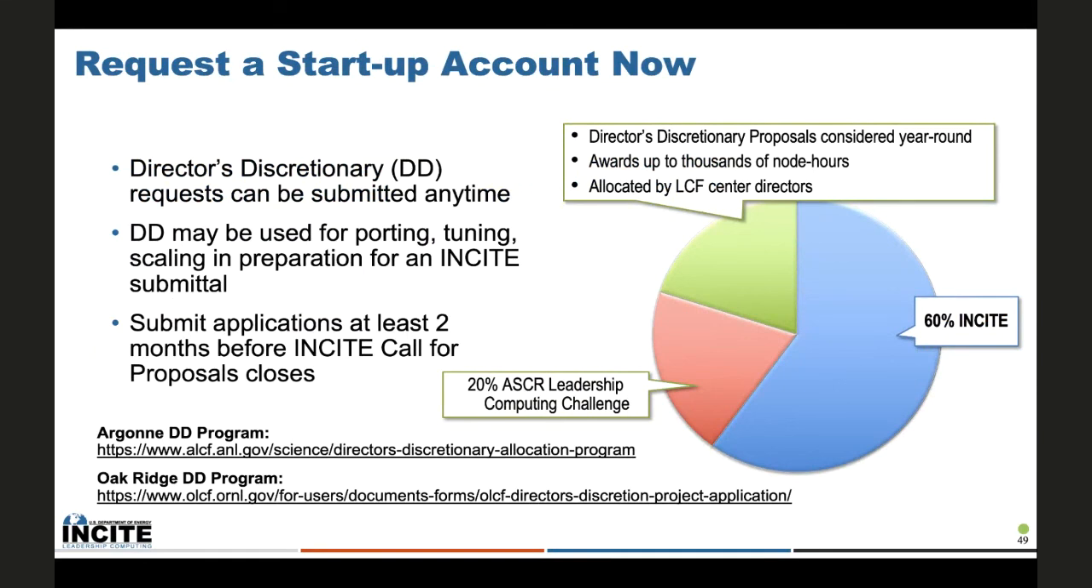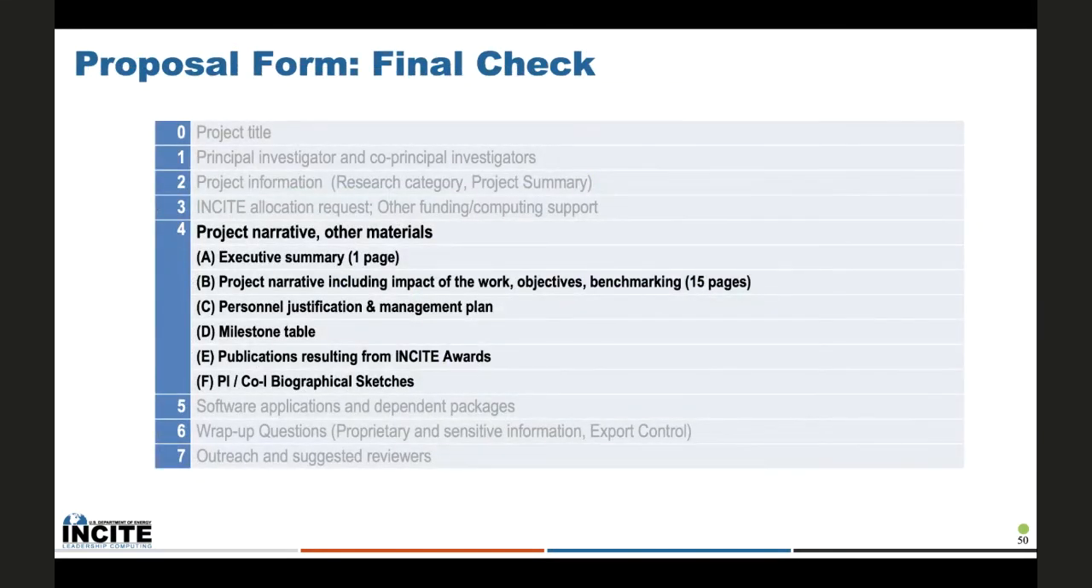Okay, so this covers the DD. The next slide is just a check of the narrative, to see if you have all the components needed for the INCITE submission. You have to have the executive summary, 1 page, and the project narrative, including impact of the work, objectives, and benchmarking. That's the body of the proposal, and it's 15 pages. Then you have to have the personnel justification and management plan, the milestone table, publications resulting from INCITE awards, and then the biographical sketches.